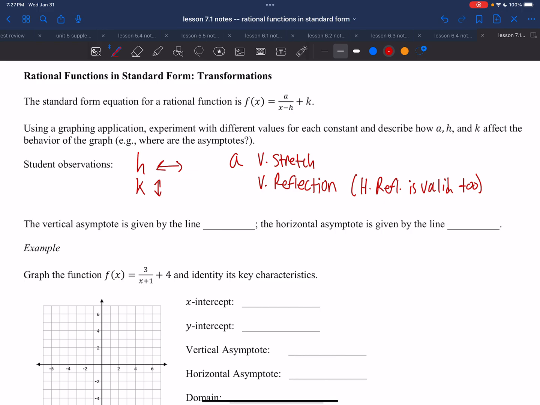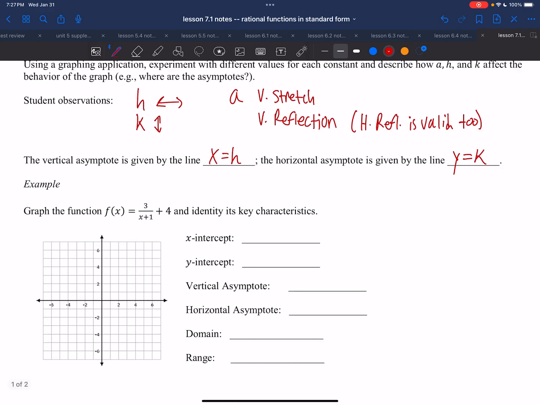And as we just noticed, the vertical asymptote is affected by that shift h. So if I said 1 over x minus 2, then the vertical asymptote was 2. It shifted it right 2. And we've done function transformations before, so this isn't brand new, right? Y equals k shifted it up and down. So there it is. And that affects the horizontal asymptote. So I'm going to do a quick example here.